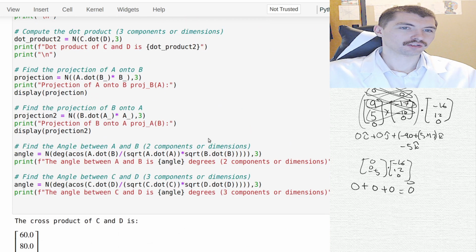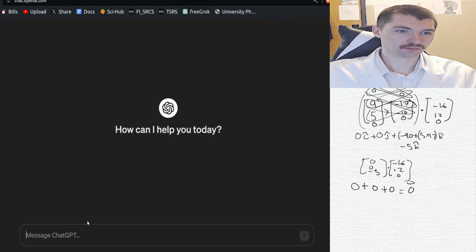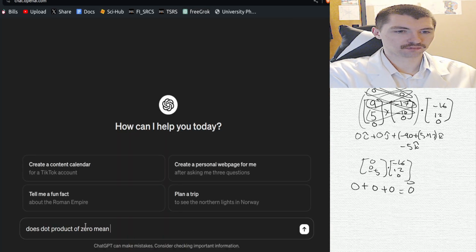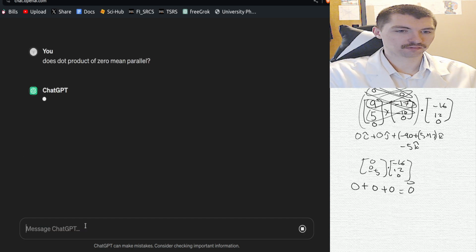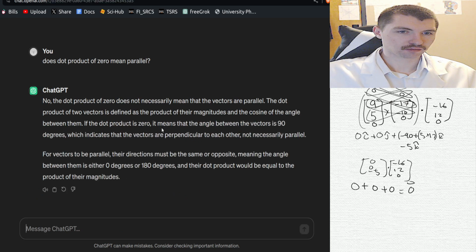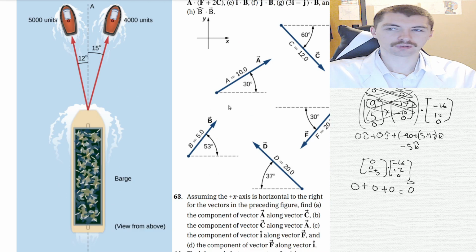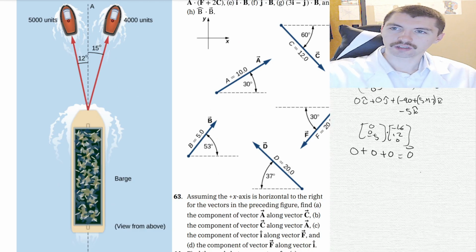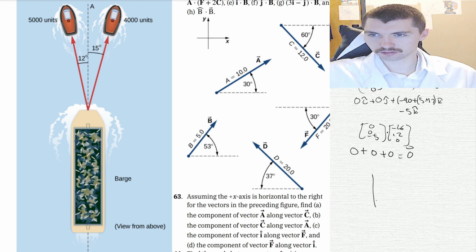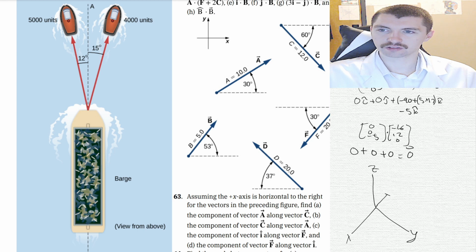Okay. 0. If dot product is 0, it means their vectors are perpendicular. Okay. So these vectors are perpendicular. I guess we could visualize it. We have negative 5. Okay. Then we have negative 16, 12.